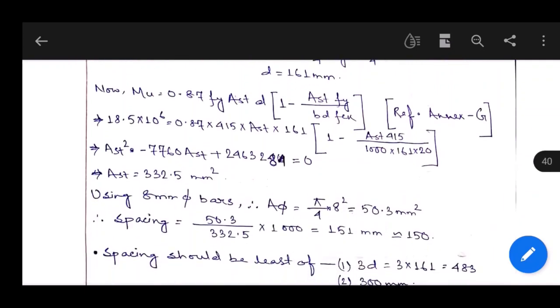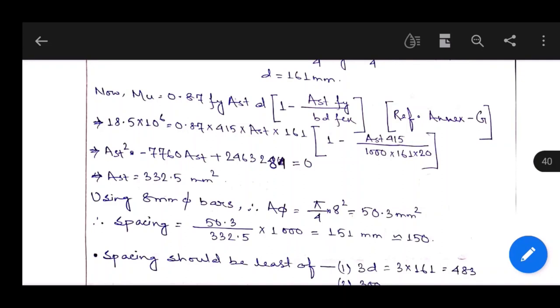So now using 8 mm dia bars, the area of cross section of one bar is pi by 4 into d square, that means pi by 4 into 8 square, where d is the diameter of bar, that is equal to 50.3 mm square. So spacing will be equal to 50.3 by 332.5, that is AST, into 1000, that is equal to 151 mm, or we may use the spacing 150 mm.